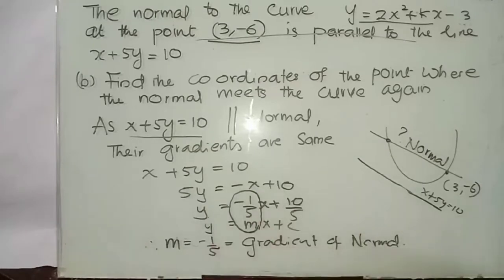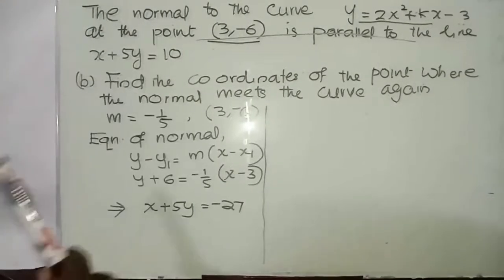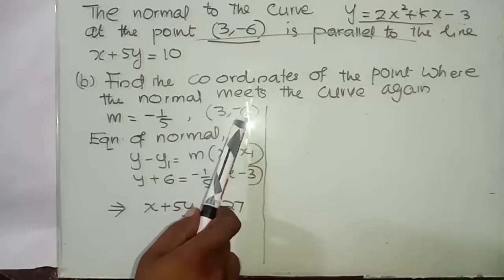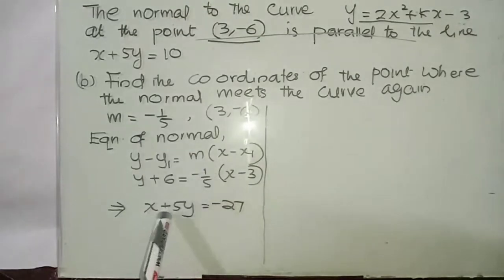So now it's very simple. We got the gradient of the normal and the point of contact. So our next task is to find the equation of the normal. So when we find the equation of the normal with the gradient minus 1 by 5 and the point of contact (3, -6), we get the equation of the normal as x plus 5y is equal to minus 27. You just do the calculation and get the equation of the normal here. Now we are going to find the next intersecting point of the curve and the normal, the second intersecting point of the curve and the normal.